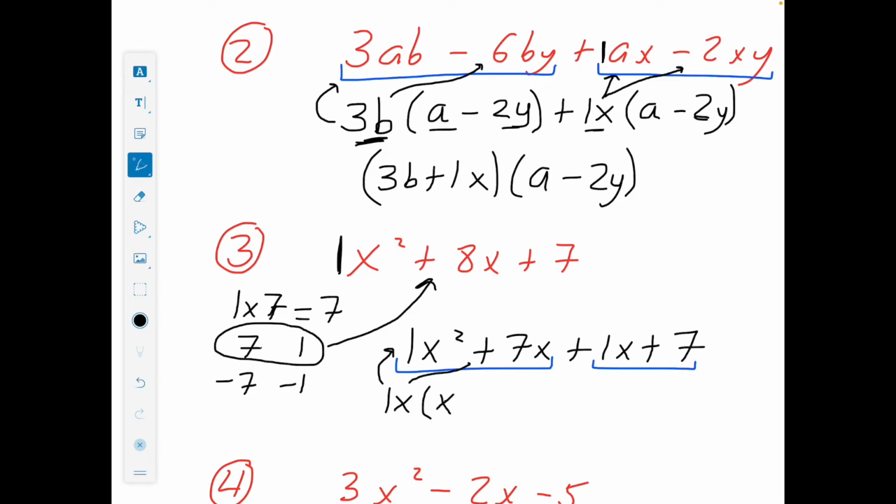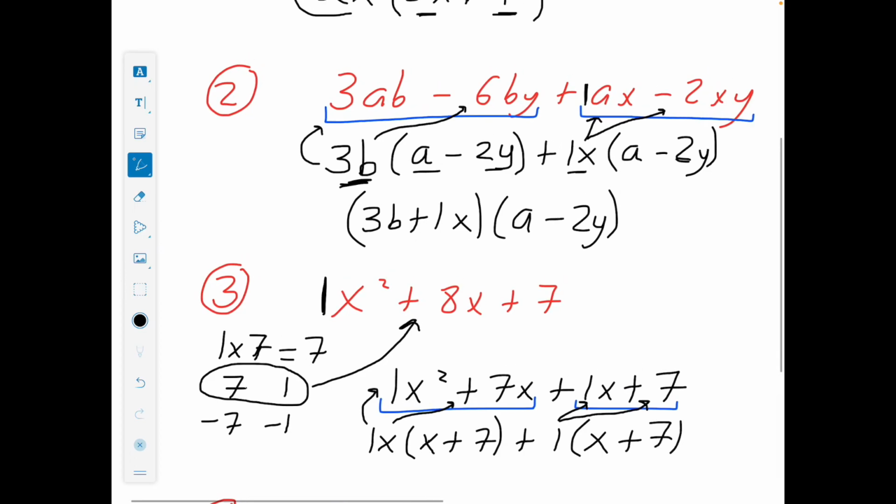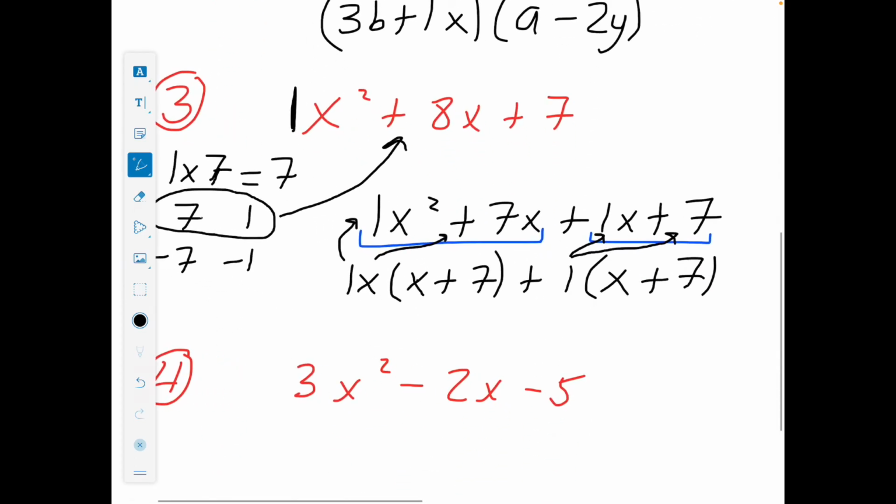So we'll take out an x. We have 1x, but we want to make 1x squared. So you'll multiply that by x. And we have 1x, but we want to make 7x. So you'd multiply that by 7. Okay, same thing here now. Biggest number that will divide into 1 and 7 would be 1. No letter in common. We have 1, but we want to make 1x. So you'd multiply by 1x, sorry. And then you have 1 and you want to make 7, so you'd multiply by 7.